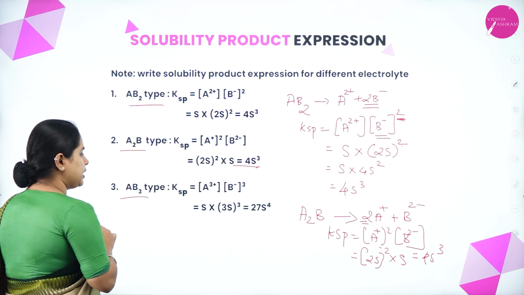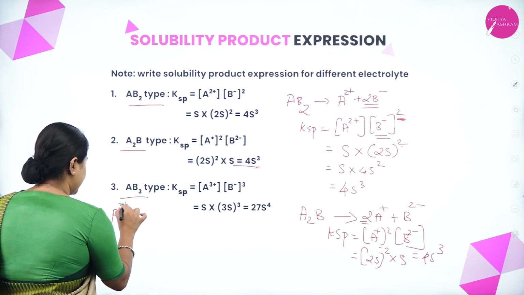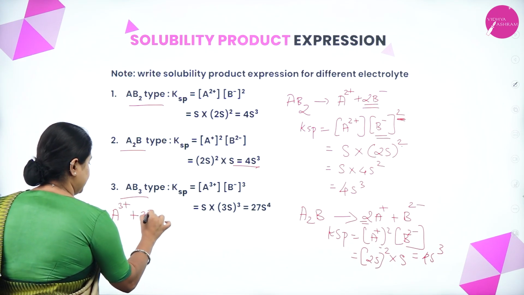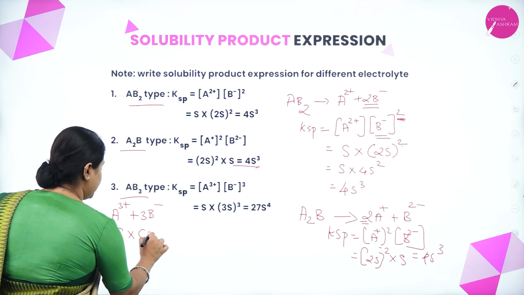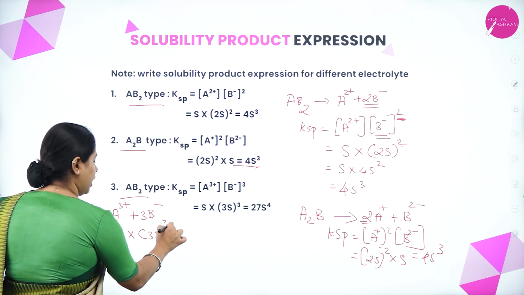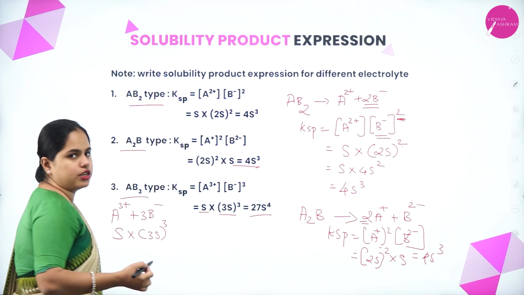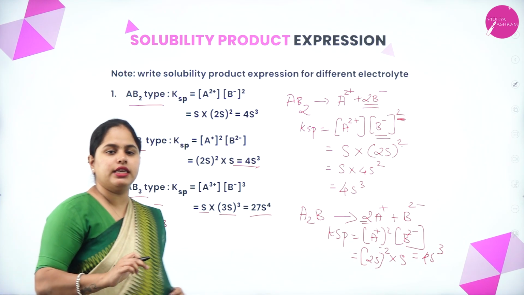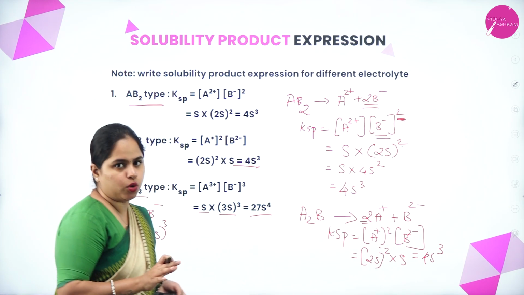Now the next one, AB3 type. AB3 type dissociates into A3 plus and 3B minus. So here the solubility will be S itself. Here the solubility will be 3S and in the power you will have a 3 as well, right? So S into 3S cube, that will be 27S raised to 4. Okay. So this is a relationship which relates between the solubility product and solubility. I hope it is clear.